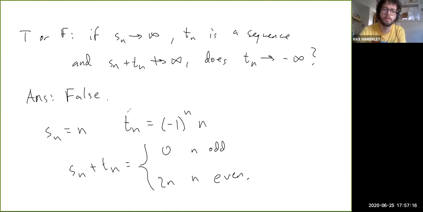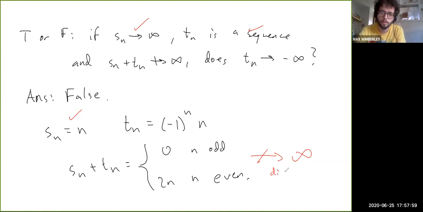It might take a second to understand fully why this is a counterexample, right? So let's go through everything. Okay, first, does Sn approach infinity? Yes, that's pretty clear, right? So now Tn is a sequence. Okay, that's fine. Now, does Sn plus Tn not approach infinity, right? So look at this sequence. This sequence does not approach infinity. It diverges. This sequence does diverge, and it also happens not to be bounded above, right?